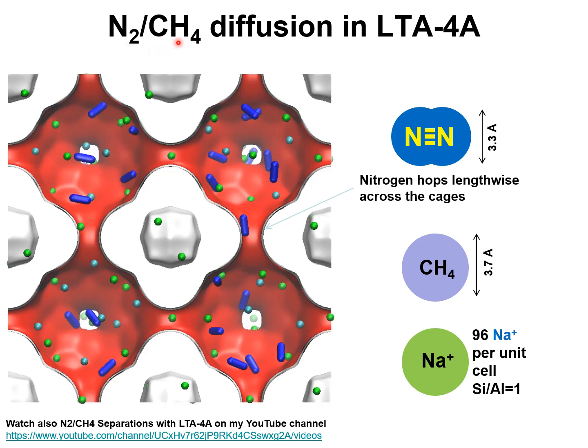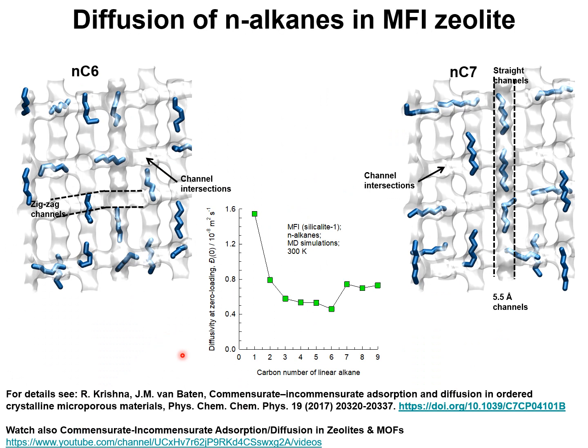The absorption selectivity favors methane, but the diffusion selectivity favors nitrogen. The net result is that the diffusion selectivity overrides the absorption selectivity, and nitrogen gets preferentially absorbed within the pores. Let's now examine the diffusivities of linear alkanes in MFI zeolite.